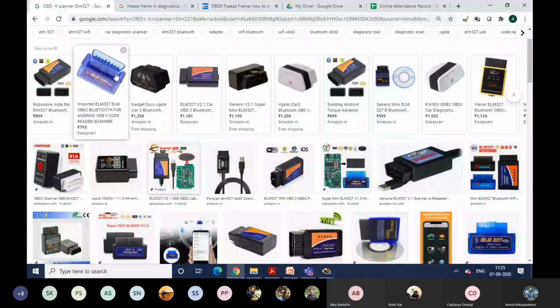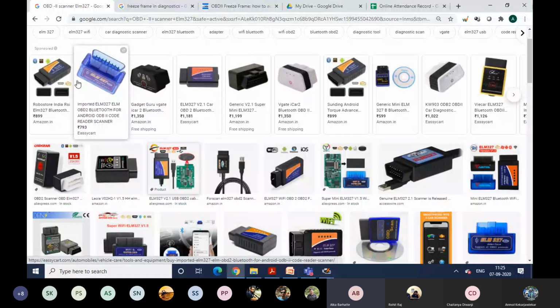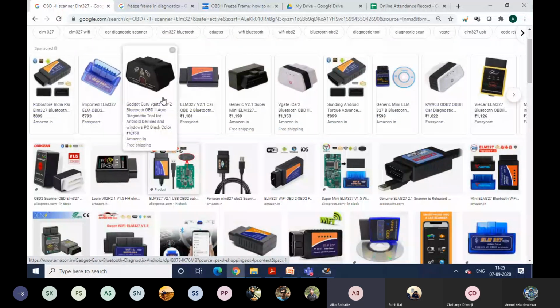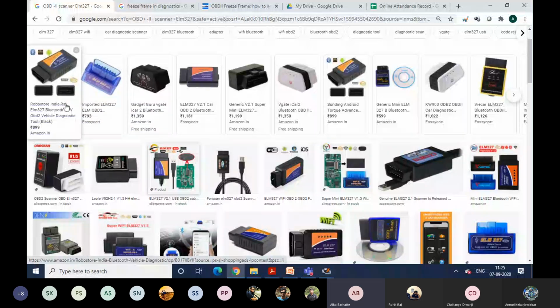Sorry. So this is representing, usually the number is ELM 327. All these are representing various versions of ELM 327. Okay, so this is, I think, a code reader, Bluetooth operated. So you need to connect through the Bluetooth. This is also Bluetooth. It will be connected via your Bluetooth to the OBD2 port.